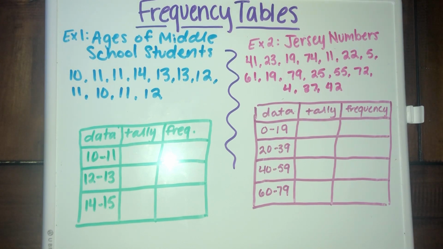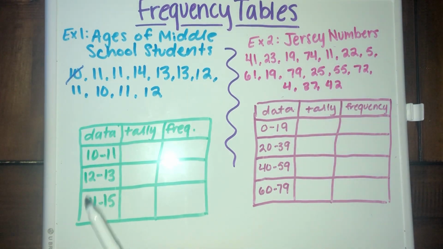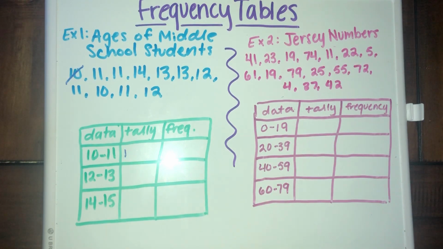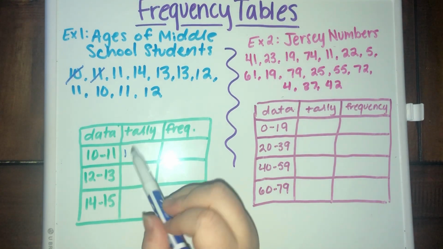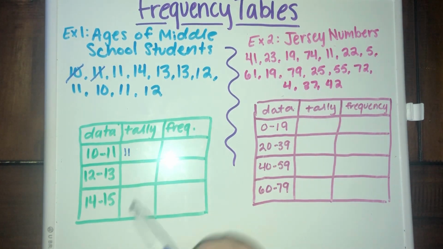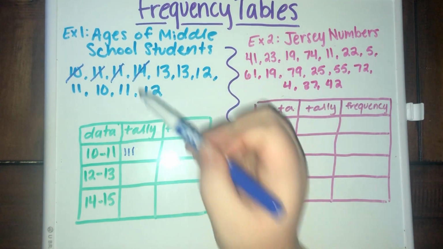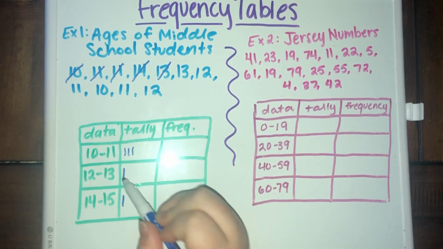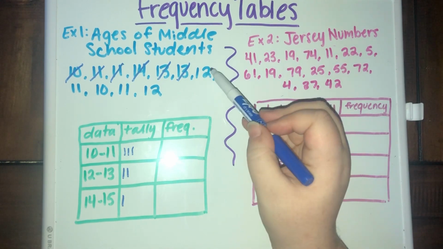So what we do now is we just go through our data and start marking them off. So we'll start with 10. We've got 10. Okay, well that would fall under this data interval, so I'm going to put a tally. 11. Okay, this would fall under this data interval. And you just keep going just like that until you're completely out of numbers. 13 would go here in the 12 to 13.